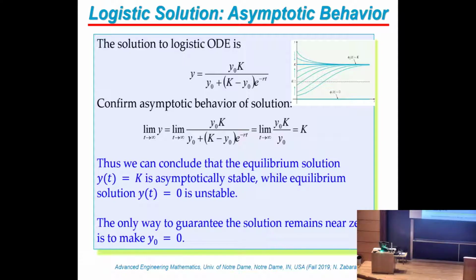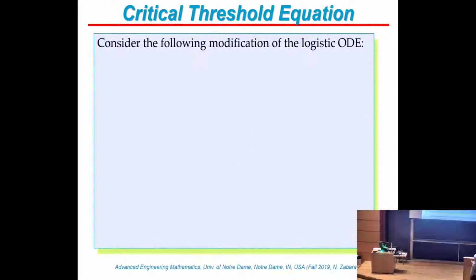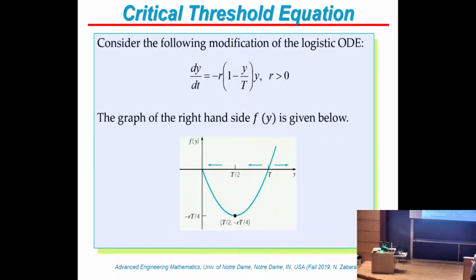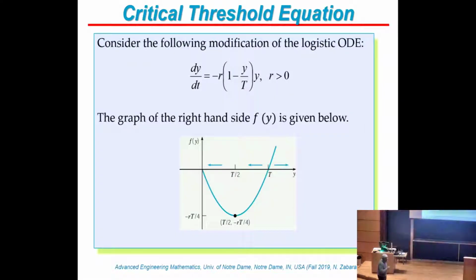So again, we have one stable mode and one unstable mode. What have I done in this equation, by the way? This looks a little bit different from before. You know what is different? There's a minus sign there.